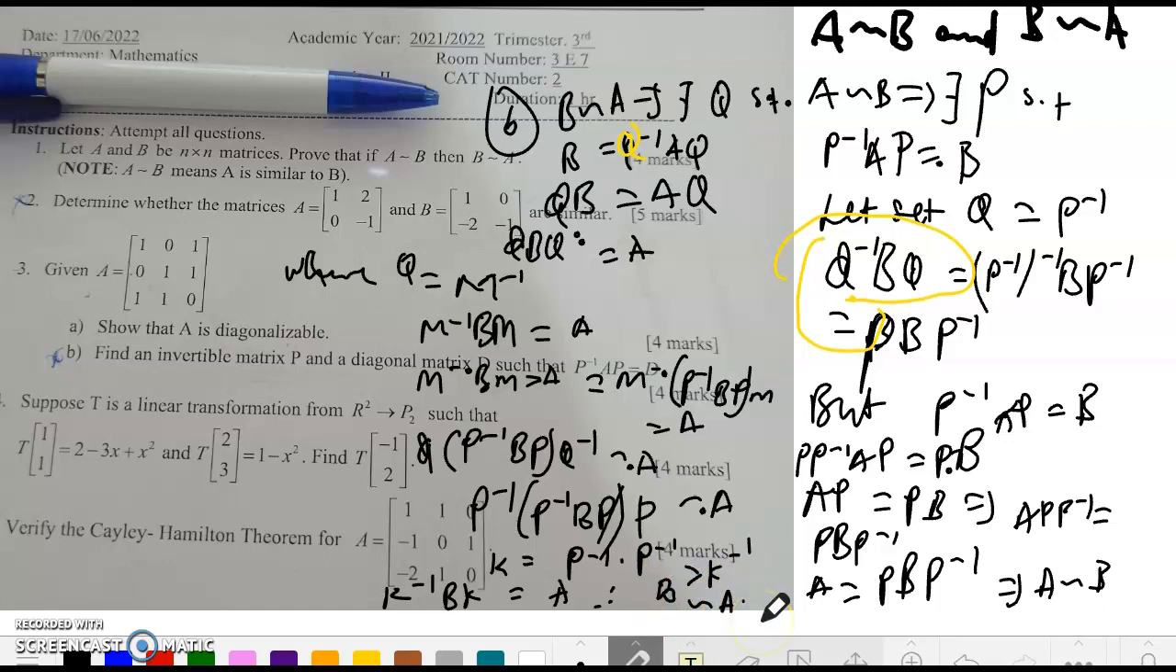And this is exactly how you prove that some element or matrix is similar to another. And this is how we deal with pure mathematics.